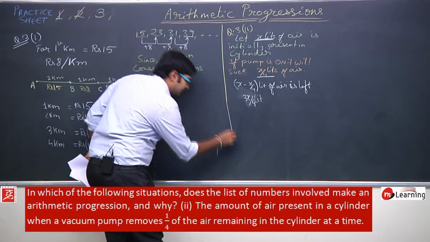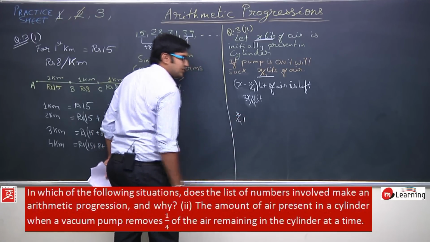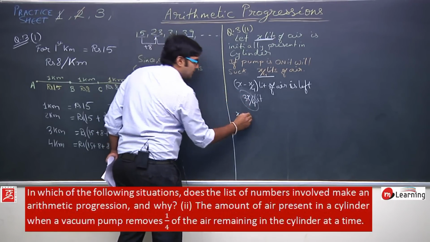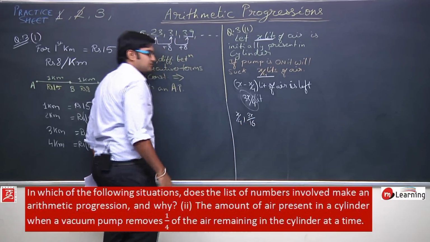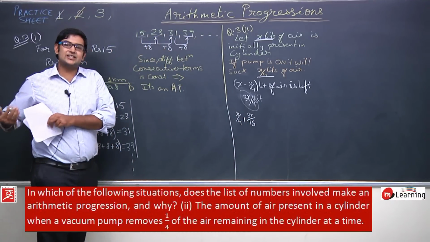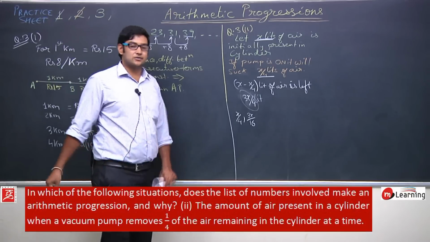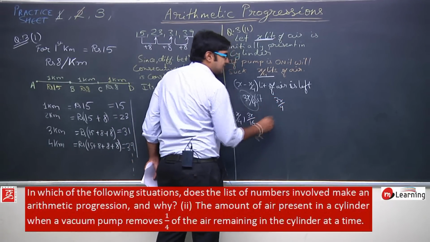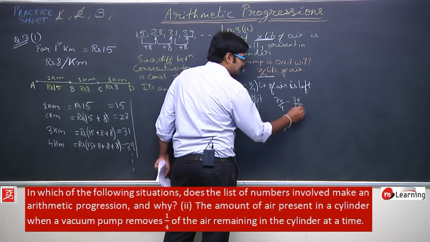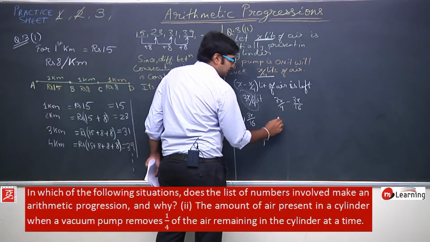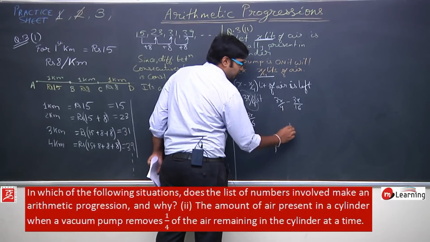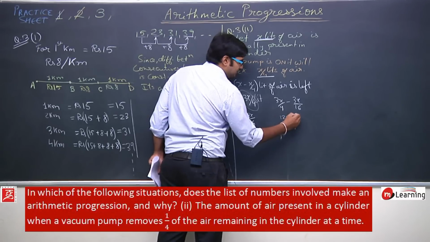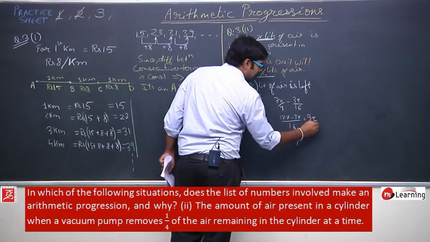So in the first situation it sucks out x by 4. Now in the second situation it will suck 1/4 of 3x by 4. So 1/4 of 3x by 4 means 3x by 16. It will suck out 3x by 16 of air from the cylinder. Now how much air will be left in the cylinder? 3x by 4 amount was initially present and 3x by 16 is taken out. Taking 16 as the LCM of 4 and 16, 4 threes are 12x, minus 3x, this will give you 9x by 16.